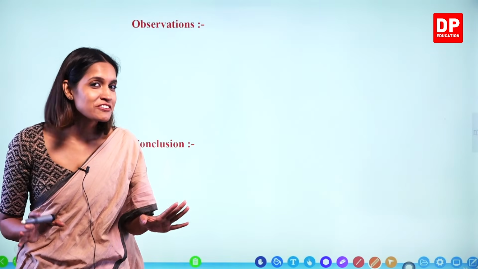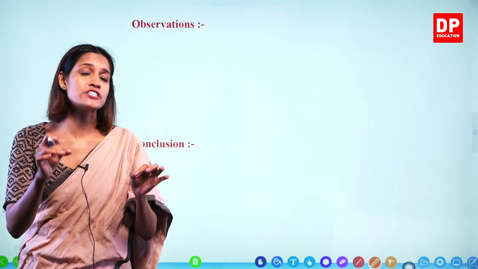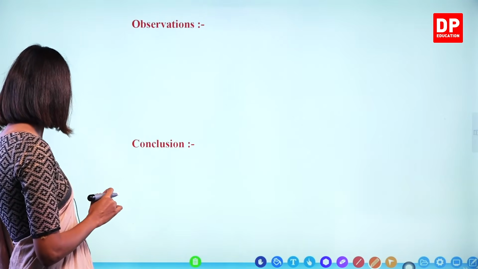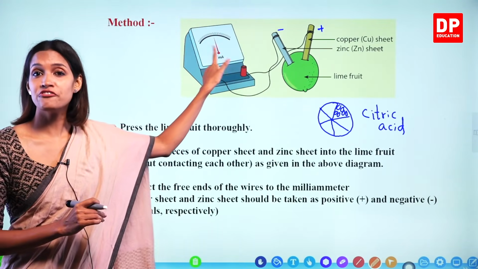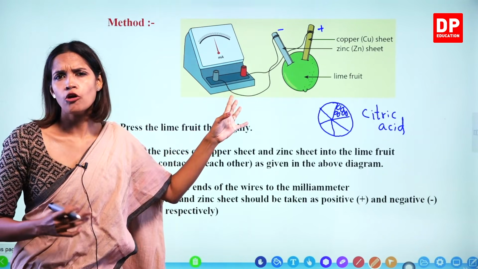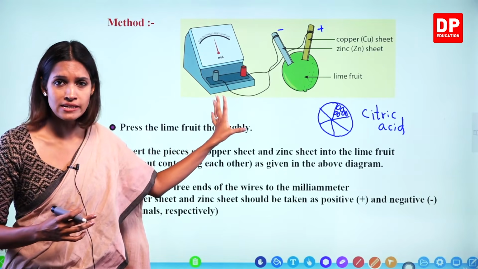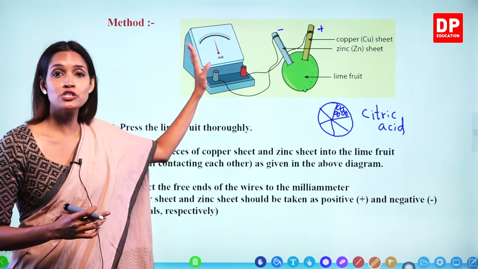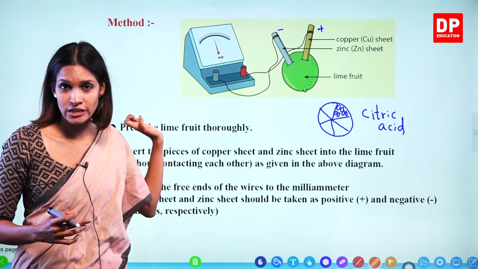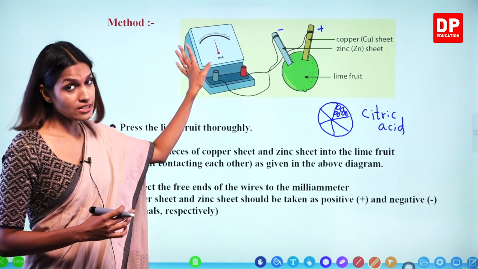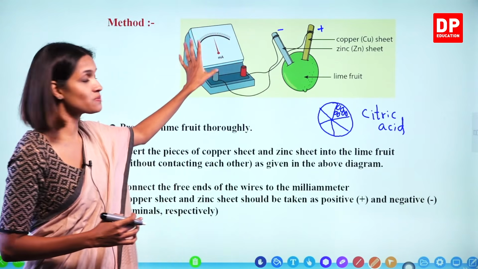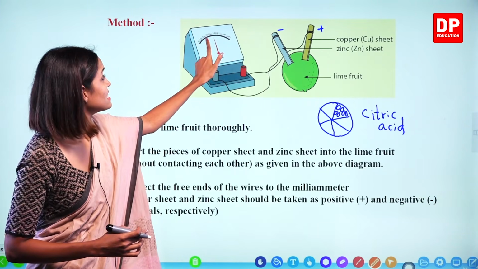Right children, did you observe what happened? What happened when that copper sheet and zinc sheet were connected to the galvanometer we used? What happened to the indicator of the galvanometer? It deflects. So it's very clear that electricity is generated in the lime fruit. How do we make sure that electricity is generated? Because the only instance that milliammeter or the galvanometer indicator moves is only when electricity passes through it. Right? So you observe very clearly that when I connected these copper and zinc sheet and those wires to this milliammeter, what happened children? This indicator moves.